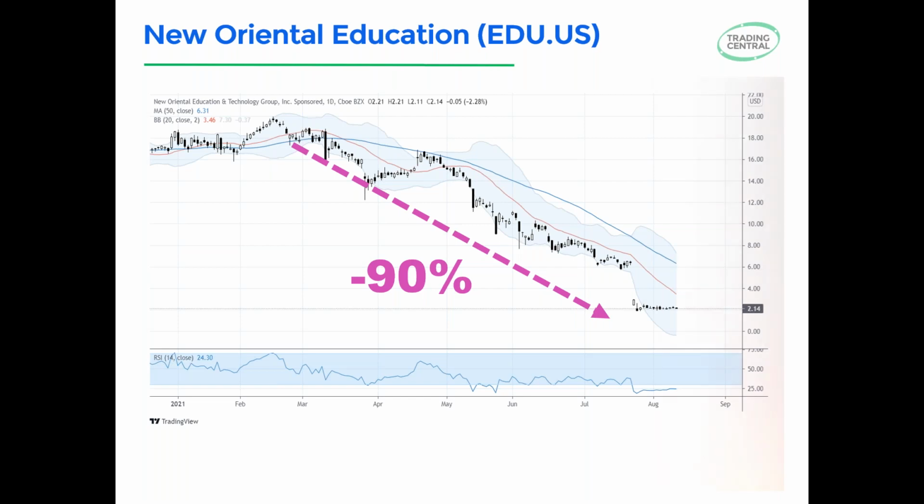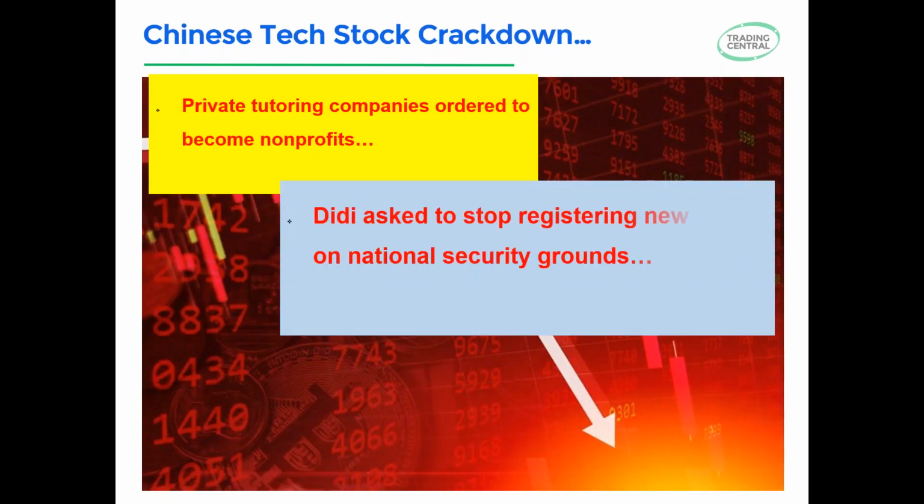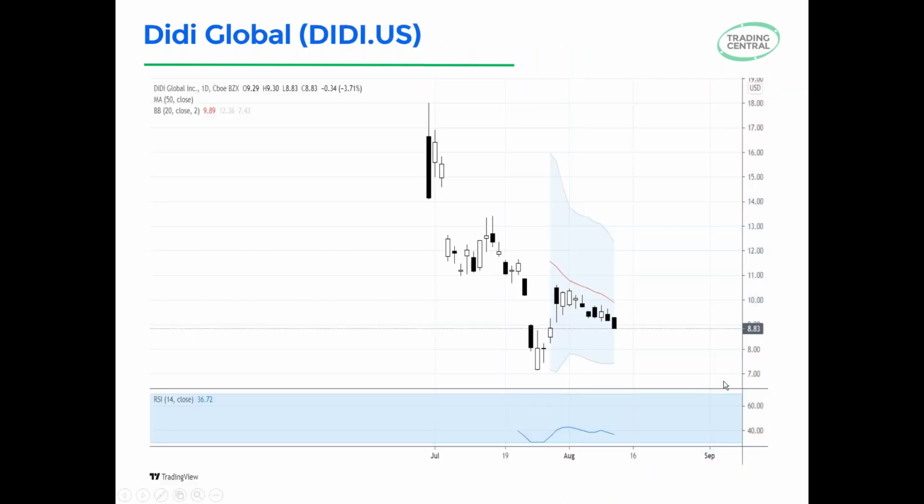Okay, next. What is next? You know, Didi, the ride sharing apps company. Okay, quite big, and just like the Ubers. Well, authorities asked this company to stop registering new users, for whatever reason, let's say security grounds. And then its apps were ordered scrapped overnight. What happened? In fact, this is very brutal.